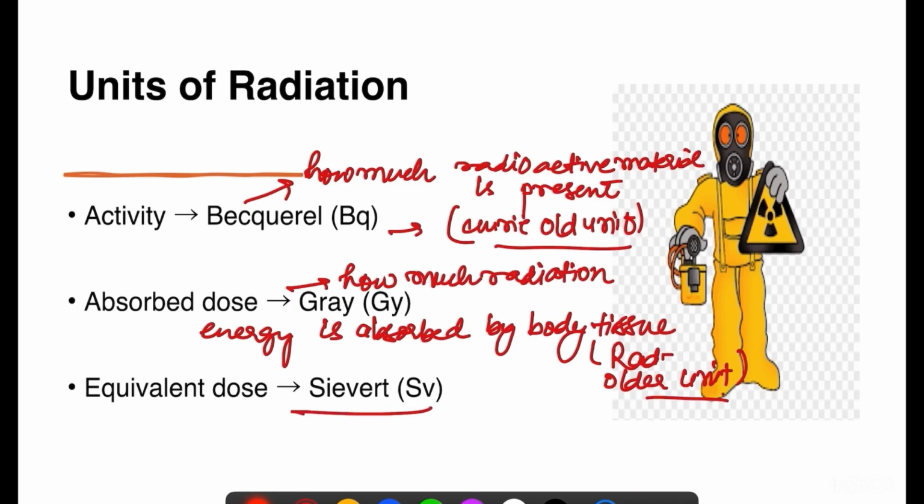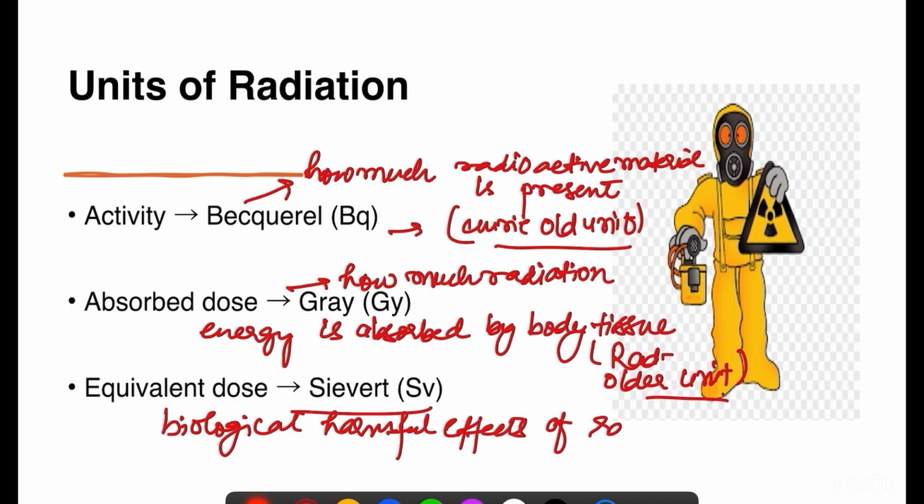Sievert measures the biological harmful effects of radiation. So it tells how dangerous that radiation is for the human body, and the old unit was REM. So the activity is measured by Becquerel, the amount of radiation absorbed by the body is measured by the unit Gray, and the biological harmful effects of radiation are measured by Sievert.